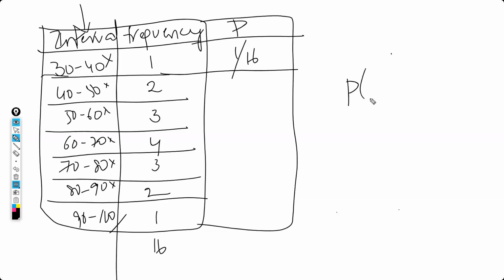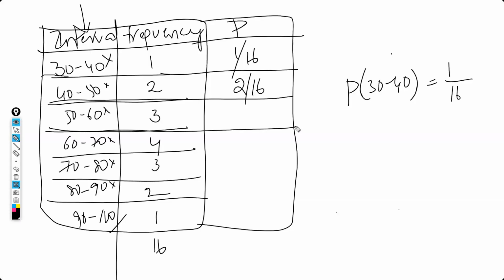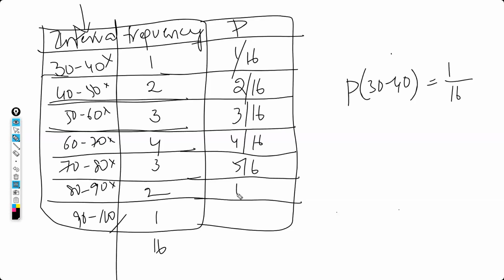My question is, what is the probability of 30 to 40? How many records are there satisfying that requirement? 1. Out of the total how many? 16. What is the probability of 40 to 50? 2 records satisfy your requirement, divided by 16. How many records are between 50 to 60? 3 by 16. 4 by 16. 5 by 16. 6 by 16.